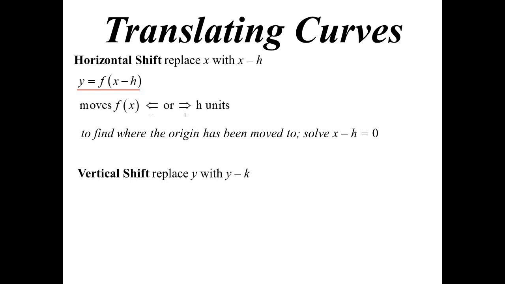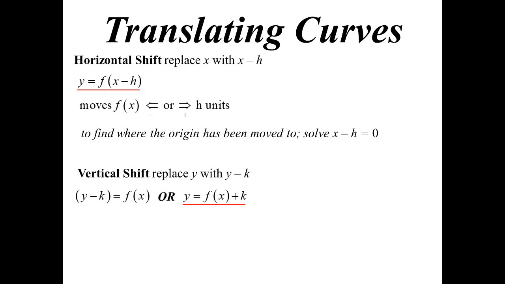A vertical shift, instead of replacing the x, we replace the y. So we replace the y with the y minus k. So y minus k would become function x. Now, you don't normally see it like that, of course. You're probably normally used to seeing it like that. If you add a constant to it, we shift it up or down.